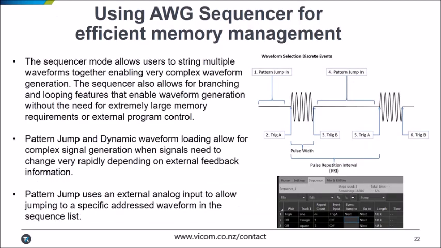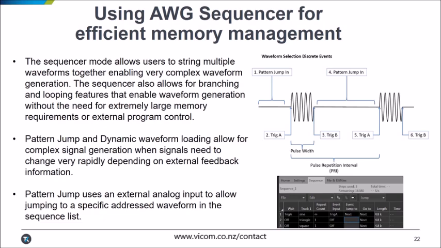The AWG sequencer is probably one of the most used features when doing radar testing. This sequencer allows for very efficient memory management when outputting the signals, because radar signals are built from envelopes of pulses and dead times.